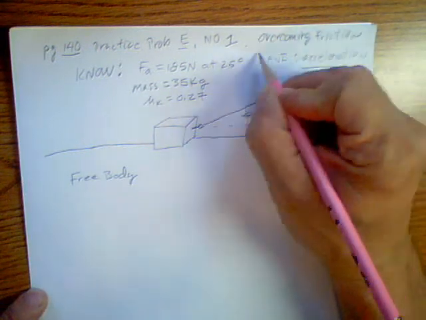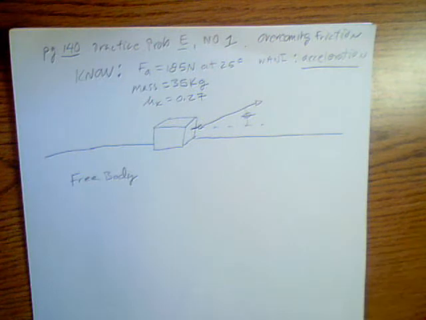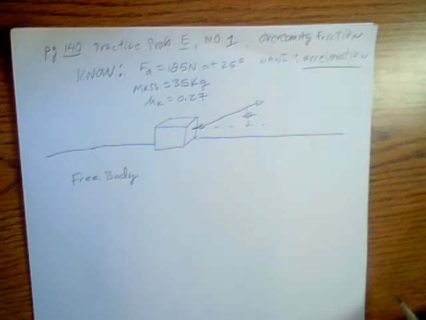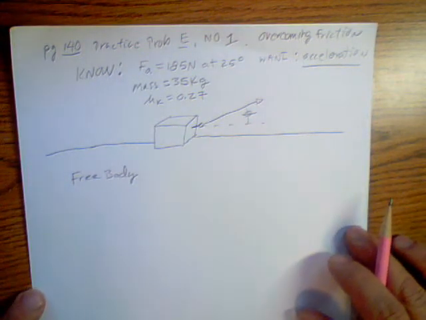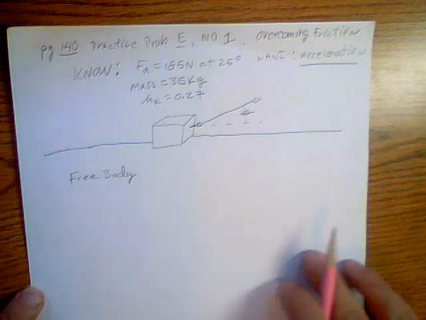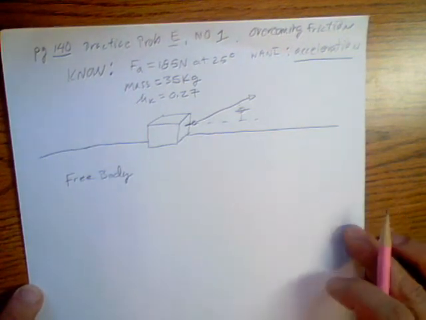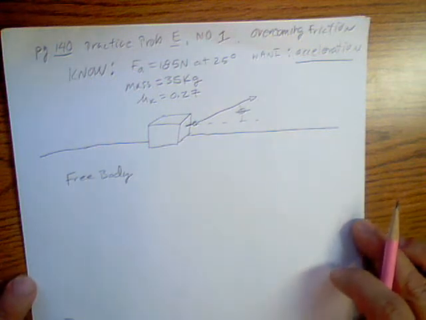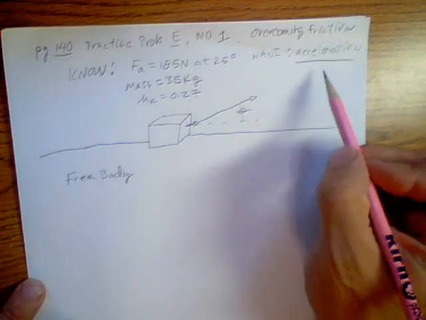Got it? All right. So here's the scenario. Here's the system. A student pulls on a rope attached to a box of books, moving the box down the hall. The student pulls with a force of 185 newtons at an angle of 25 degrees above the horizontal. The box has a mass of 35 kilograms, and the coefficient of friction, or the mu sub k, is 0.27. What we want is acceleration.